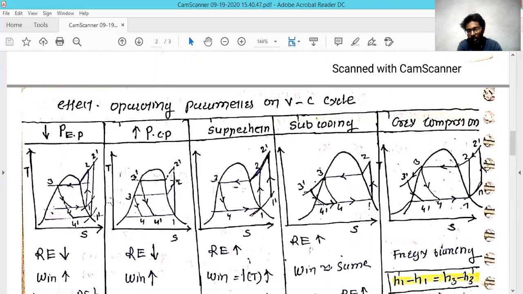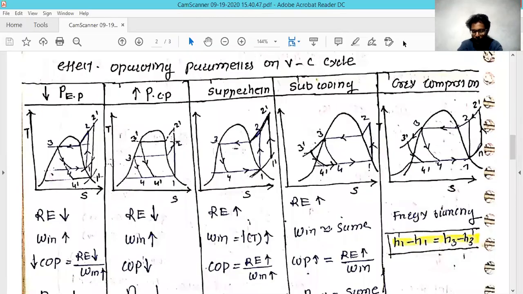Previously the cycle was 1 2 3 4, but now the cycle becomes, in the superheated stage, 1 to 2 dash, and in the subcooled stage, 3 to 4 dash. As we see, the output we required was previously 4 to 1, but if you use these two conditions, subcooled and superheated, the result which we want gets doubled.